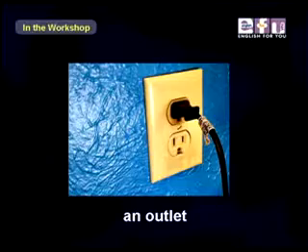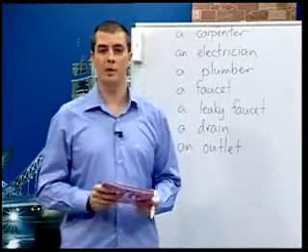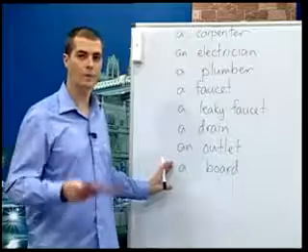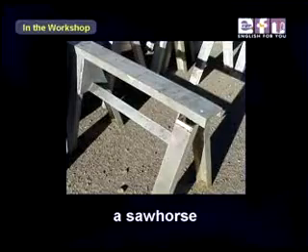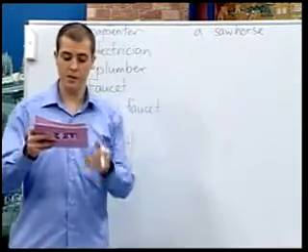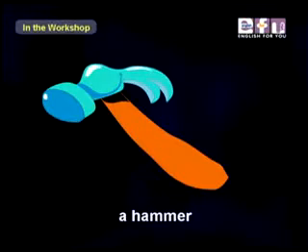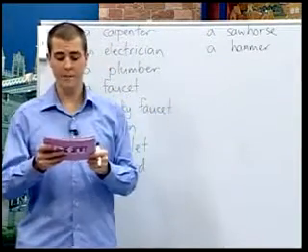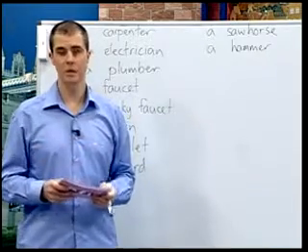An outlet is a power point for electricity in the house. A board is a flat, wide piece of wood. So over here, a sawhorse is a wooden frame used to support boards. A hammer is a tool with a heavy metal part on a long handle, and it's used for hitting nails into wood.